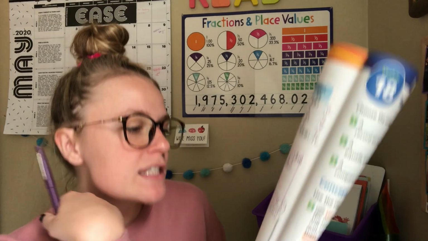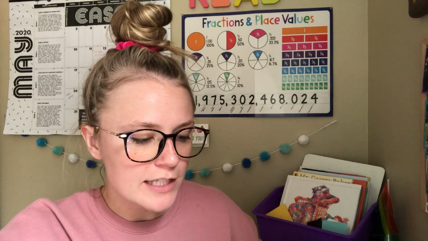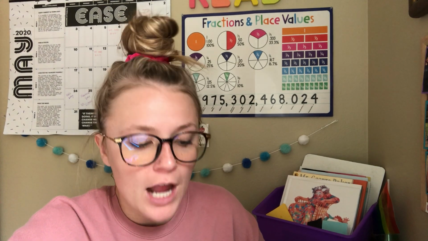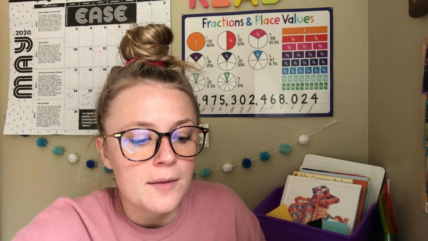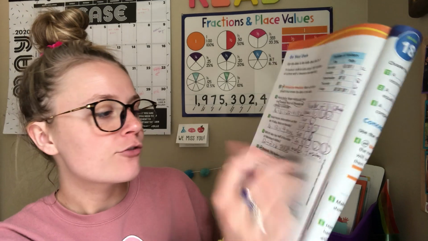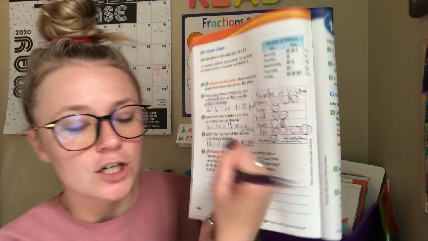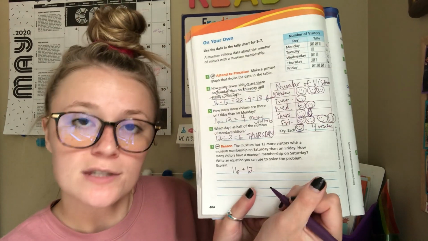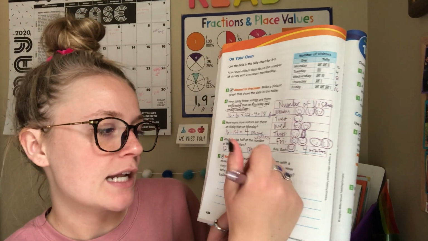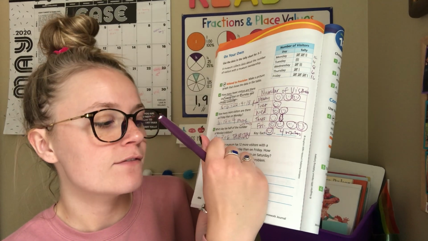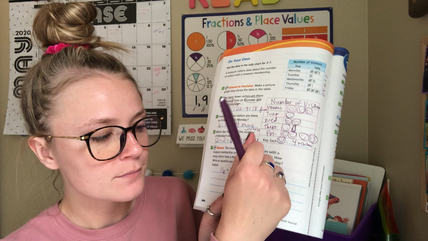Okay, number 7 says the museum has 12 more visitors with a museum membership on Saturday than on Friday. How many visitors have a museum membership on Saturday? So 12 more than Friday. If Friday has 16 visitors and Saturday has 12 more than Friday, we'll do 16 plus 12, and that will get us 28. So there are 28 visitors on Saturday.